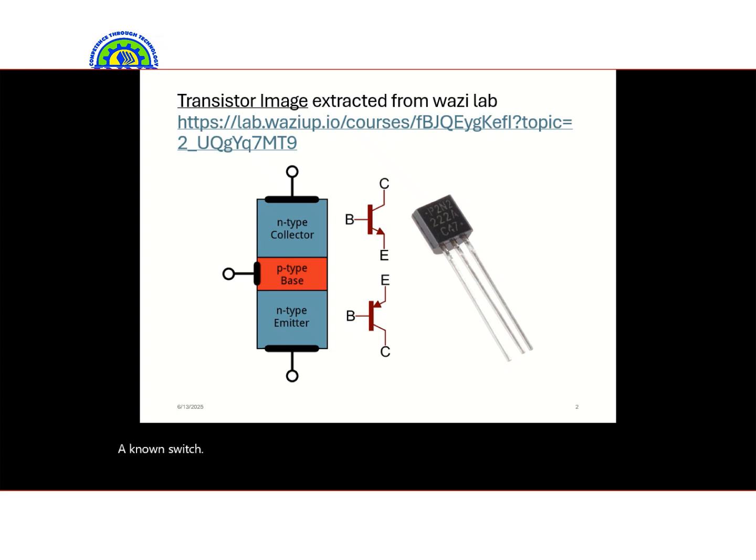By amplification, it converts a low power to a high power, and that is amplification.